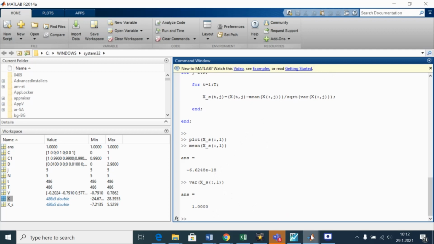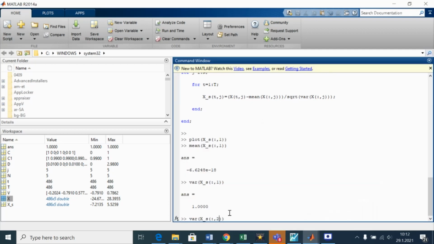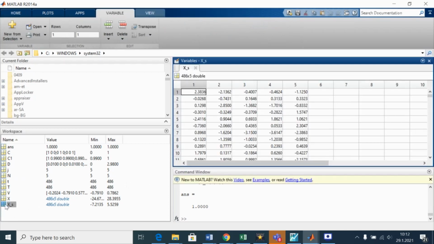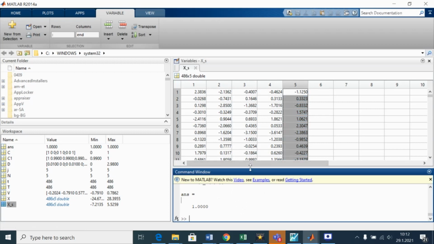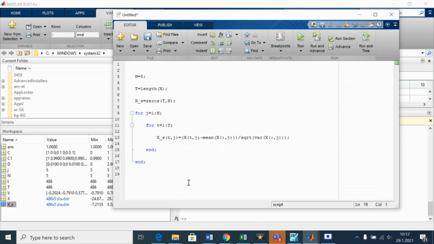Okay, so it's exactly what we should do. Now we have standardized the time series. And the same is true for the second one. If we take the second column in our data matrix, it's standardized. We can also double click here, and we see this is the corresponding time series, and all of them have now zero mean and a standard deviation or variance of one. So now we have the corresponding standardized data matrix.